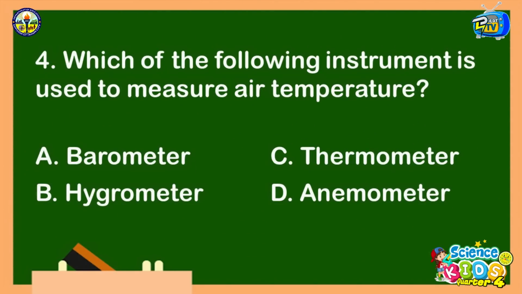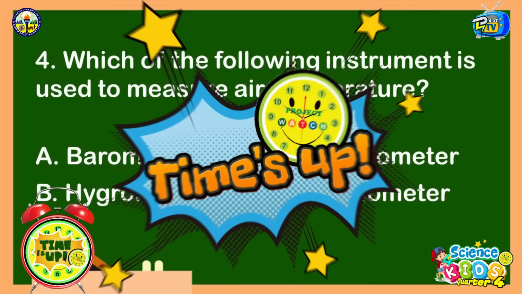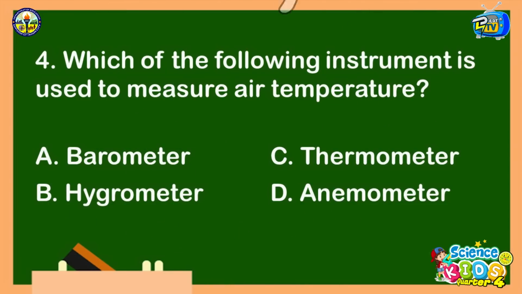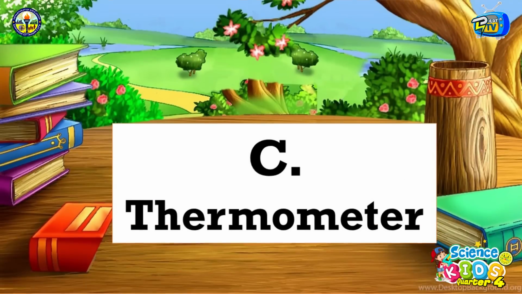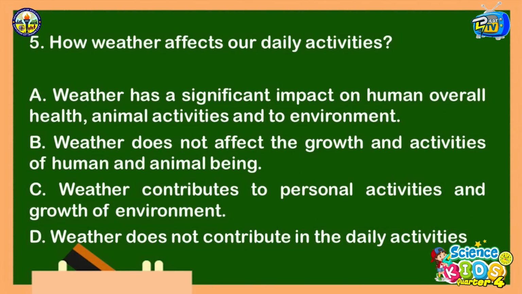Number 4. Which of the following instruments is used to measure air temperature? A. Barometer. B. Hygrometer. C. Thermometer. D. Anemometer. What is your answer? Awesome! The correct answer is letter C, thermometer.